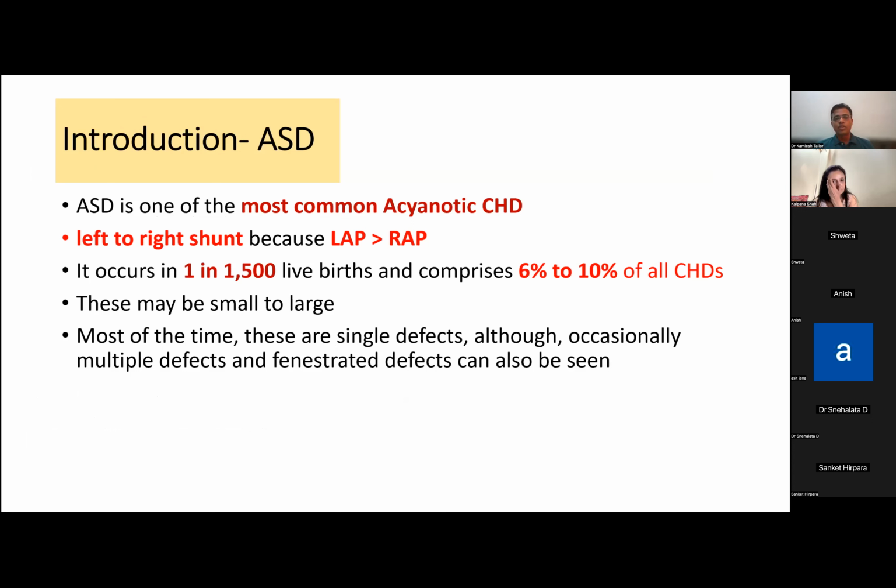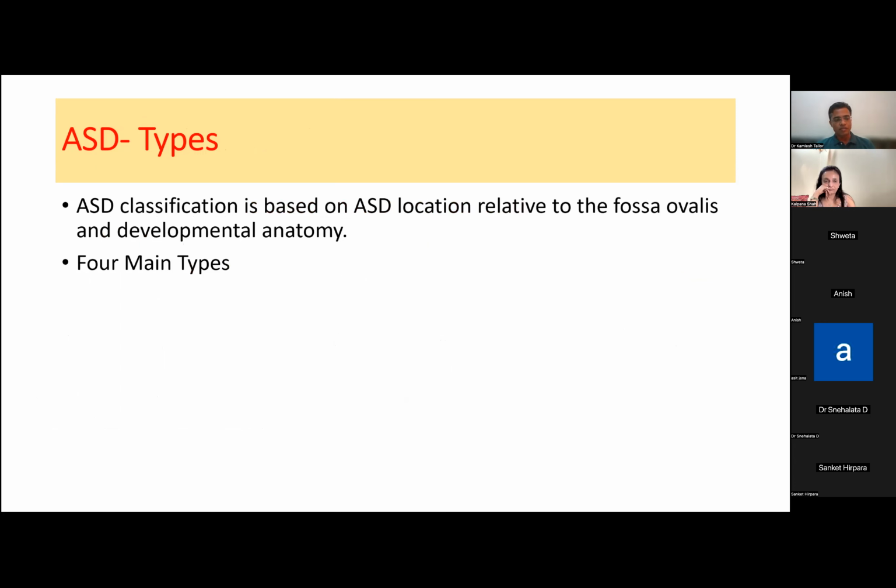ASD is one of the most common acyanotic congenital heart diseases, and because the left atrial pressure is higher than the right atrial pressure, the shunt is from left to right. It occurs in 1 in 1500 live births, or comprises 6% to 10% of all congenital heart disease. It may be small to large depending on the size of the ASD, and later on, because of the size of the ASD, there will be a lot of pathophysiological changes also. If you want to classify anatomically, it is mainly classified into 4, but I will describe 5th and 6th also here.